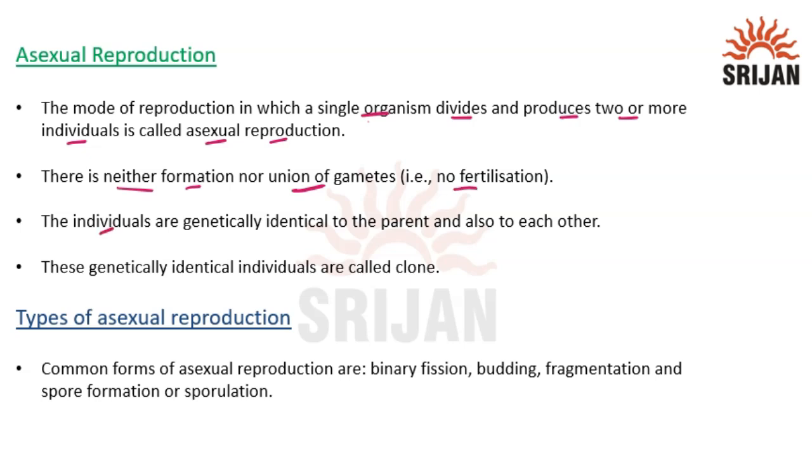The individuals which are produced in asexual reproduction are genetically identical to the parent and also to each other. These genetically identical individuals are called clones. Types of asexual reproduction. Asexual reproduction has a lot of common forms such as binary fission, budding, fragmentation, and spore formation, which is also known as sporulation. We will understand each of them one by one.